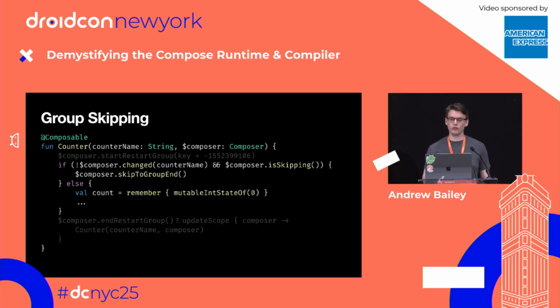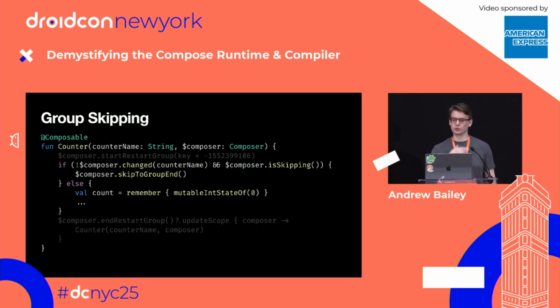The first one that most people know about is that groups, or composable functions, can be skippable, which means that if all of the inputs are the same as they were in the previous composition, they won't execute. This is also code that gets added by the compiler to make a composable skippable. The way that this works is that all of the parameters are stored in the slot table and compared against their values in the previous composition.